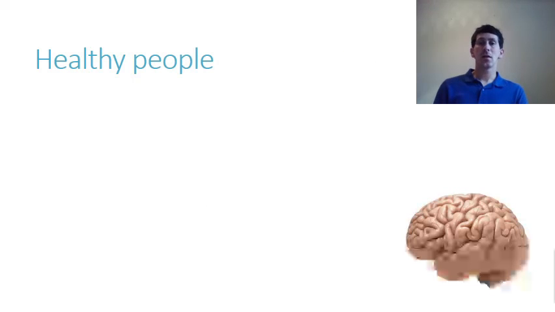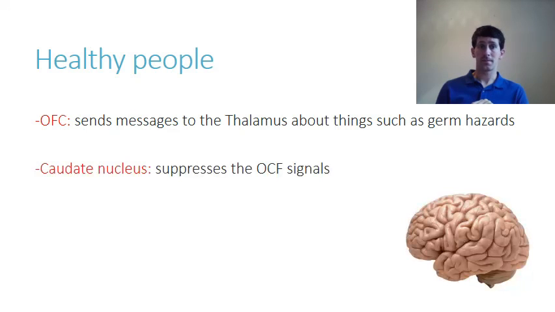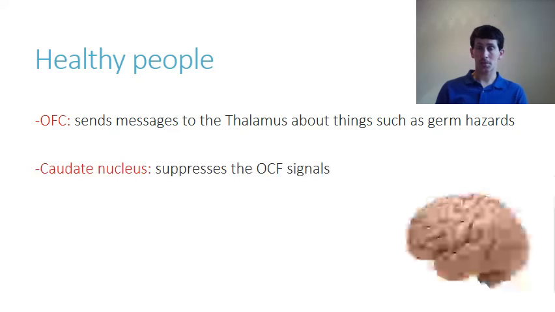So if we consider a healthy, normal person, someone who doesn't have OCD, what will happen is the OFC sends a message to the thalamus. It sends a message about germs. Straight away the message is sent. The caudate nucleus stops all those little messages.